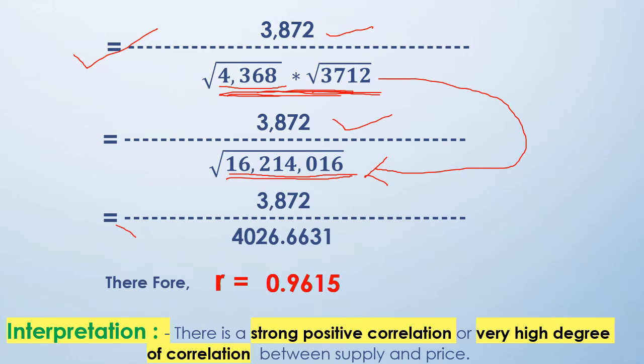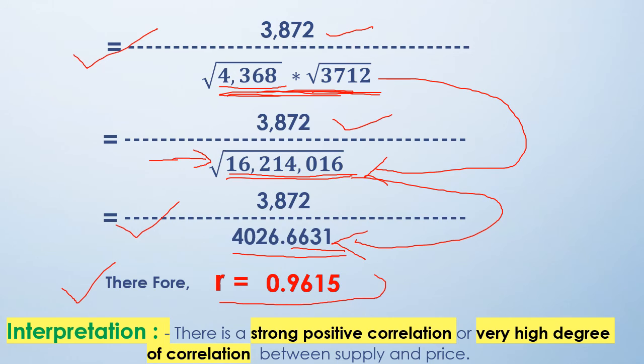Then we remove the root square here. Simplified, you put this figure in your calculator and press the square root button. You get this number. We take 4 decimal points, that is 4,206.6631, and therefore the R value is equal to 0.9615. You can also take 2 digits here, 0.96.